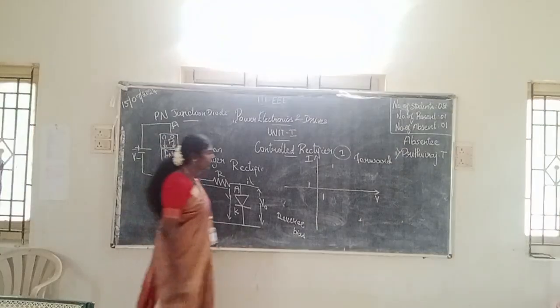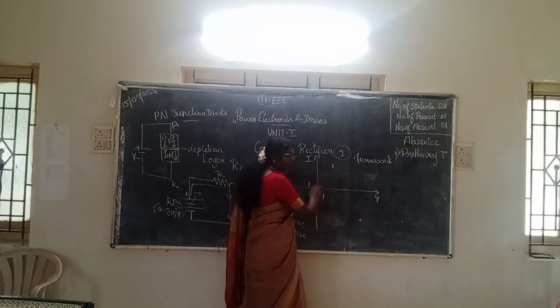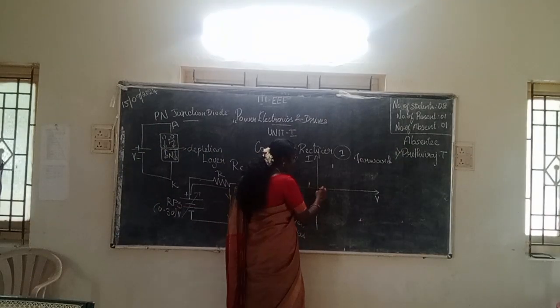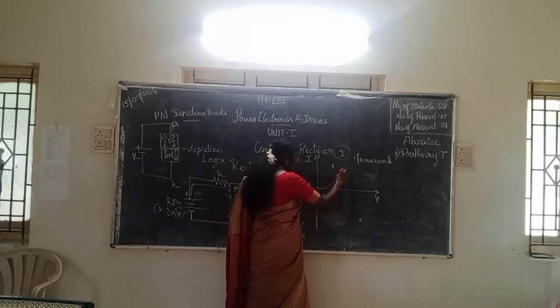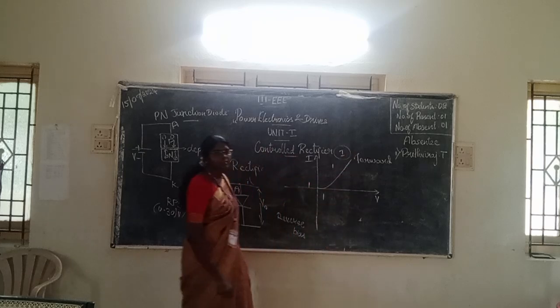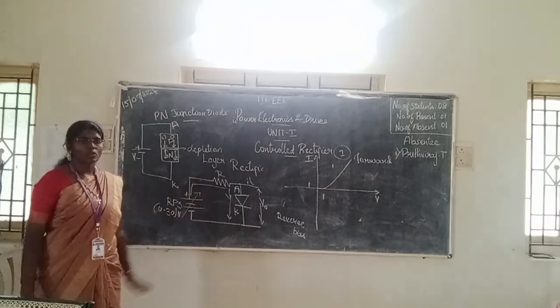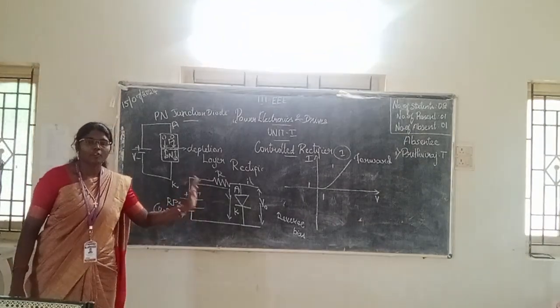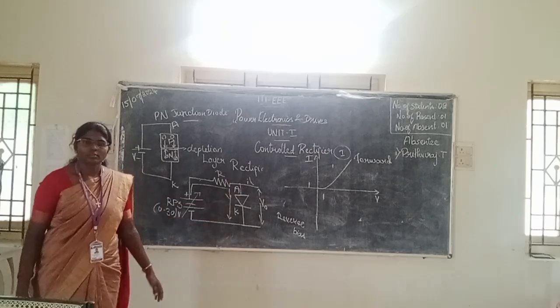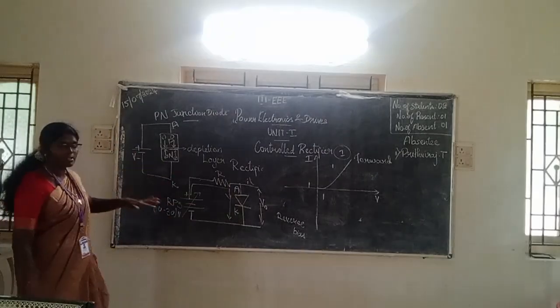Based on the voltage we are applying, the current follows. If voltage increases, current automatically increases. This is the forward bias of the PN junction, or we can say the forward bias of the diode. The next is reverse bias.